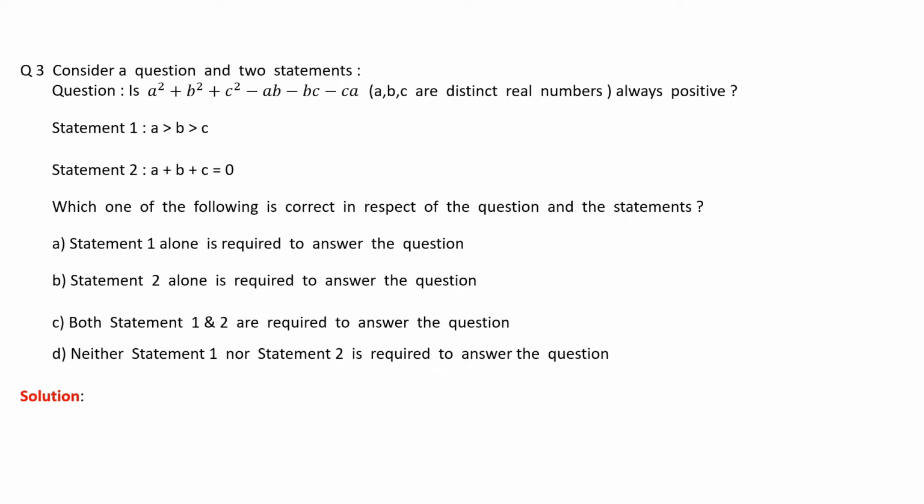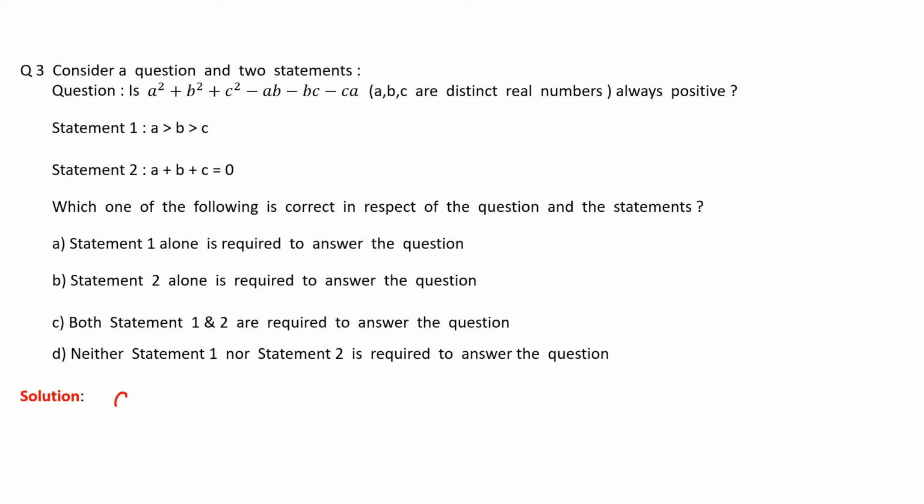Now students, this is the third question. The question says, is a square plus b square plus c square minus ab minus bc minus ca, where a, b, c are distinct real numbers, always positive? That means it is being asked whether this quantity is always positive, and two statements are also given to us. First is a greater than b greater than c, and second is a plus b plus c equal to 0.